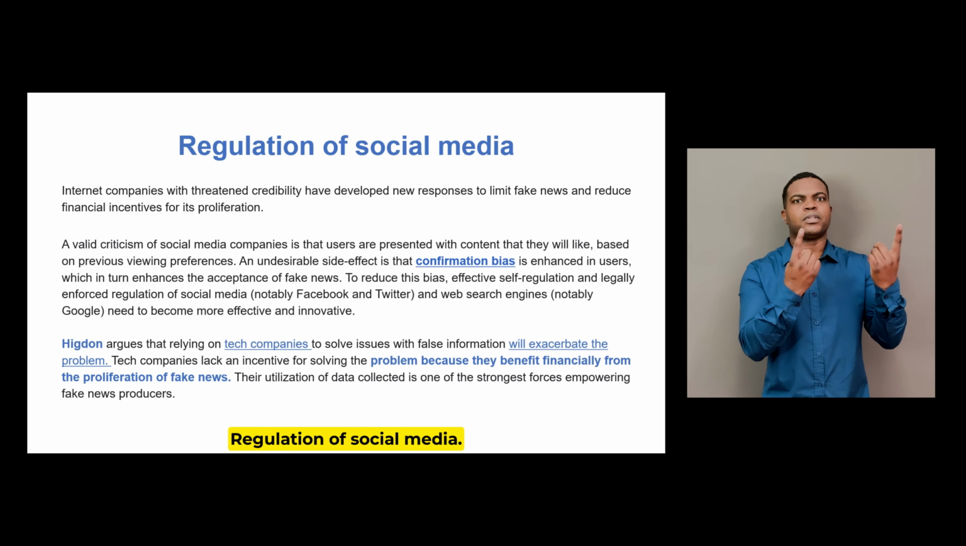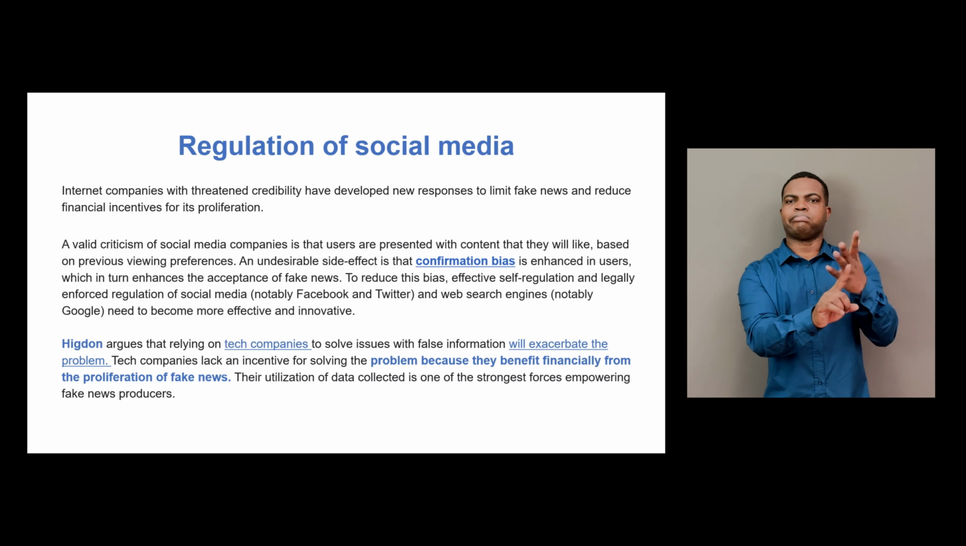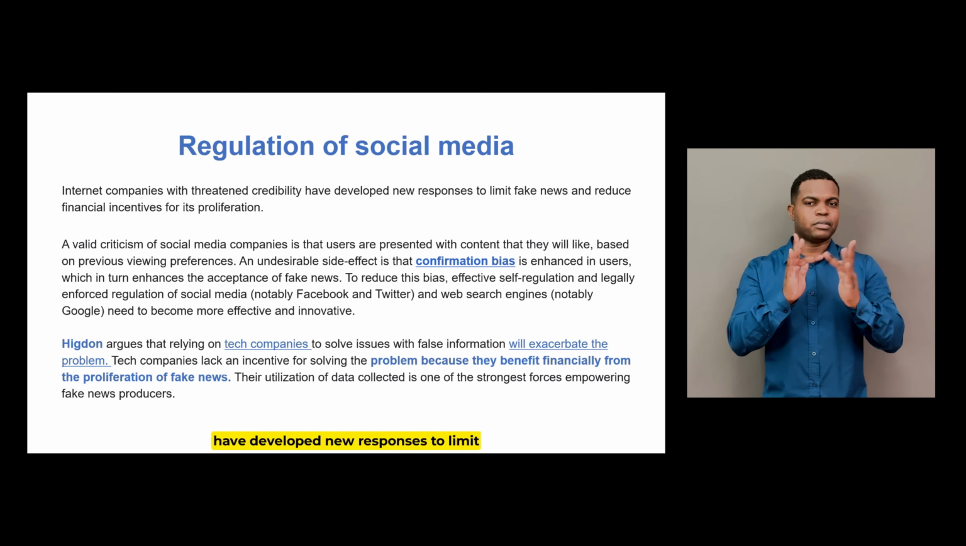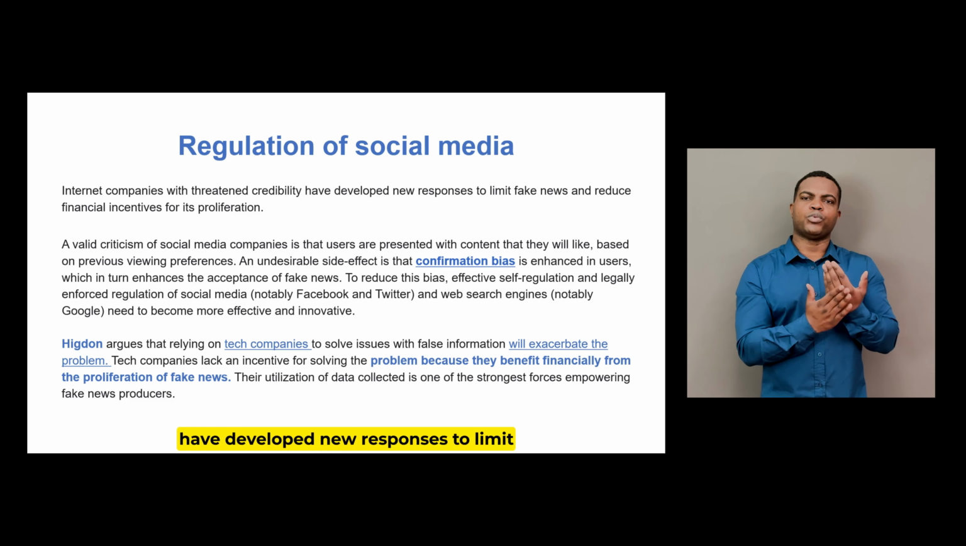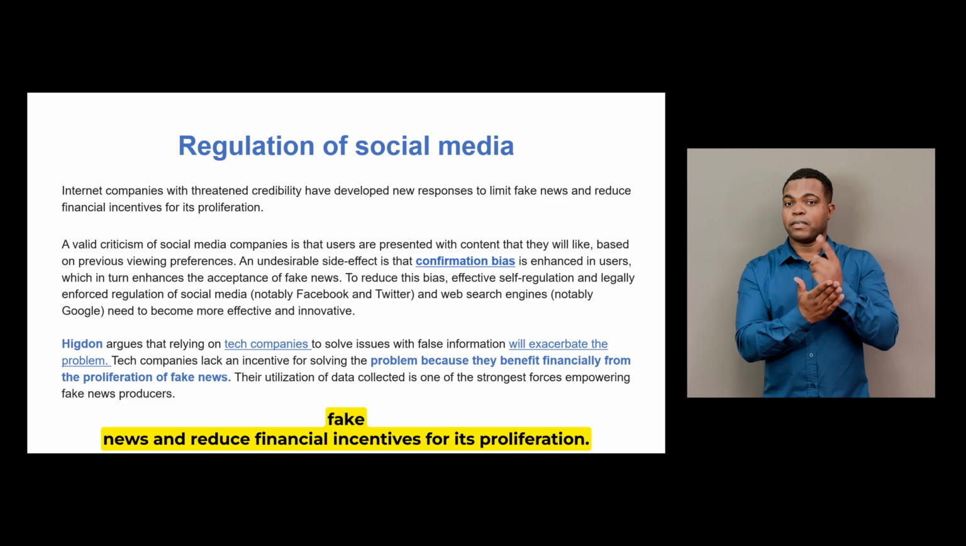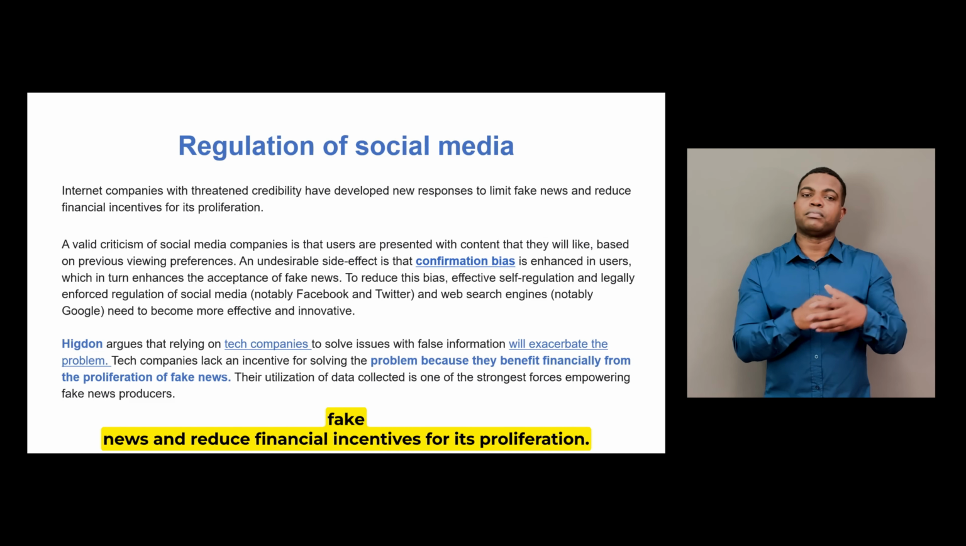Regulation of social media. Internet companies with threatened credibility have developed new responses to limit fake news and reduce financial incentives for its proliferation.